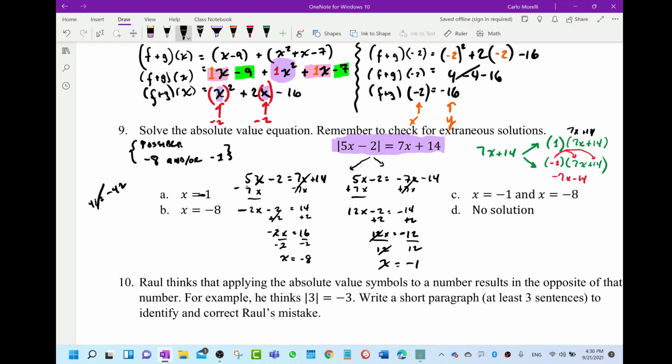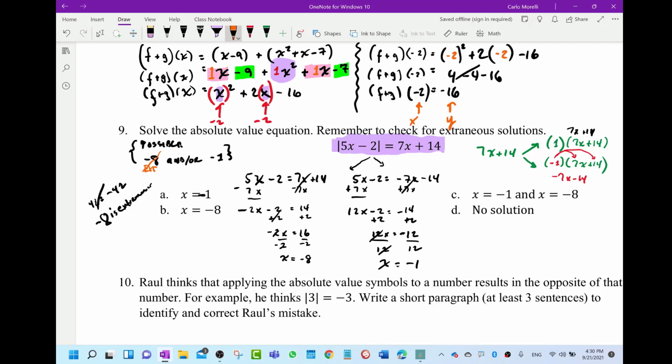So that means negative 8 is extraneous. Which means, well, we have to check it first, but it means this can't be right. That can't be right. So this is extraneous. I'm just going to put a line through it. Now we'll try negative 1.